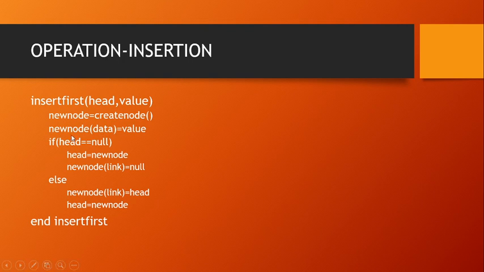I already said if the list is empty, the head pointer will be null. So I'm going to use the head pointer. If head is null, then that means the list is empty. So if the list is empty, then what should I do? Let's see the example.